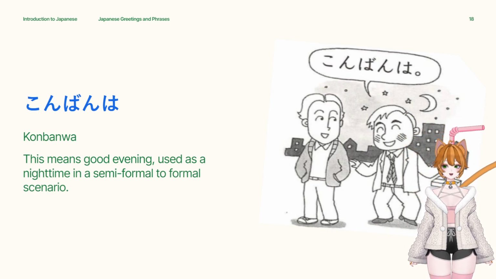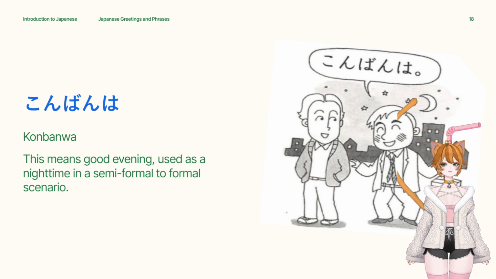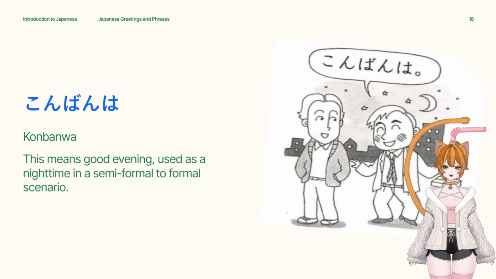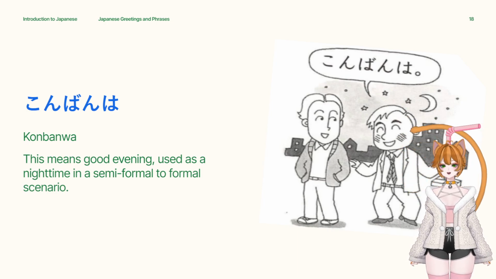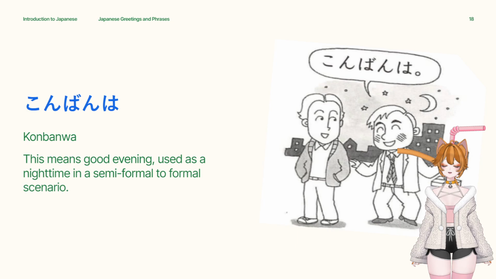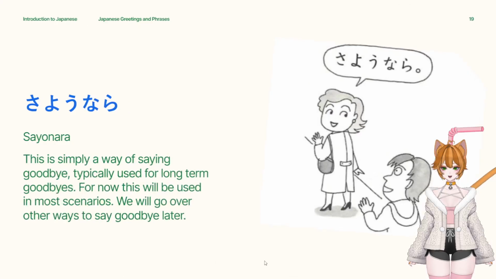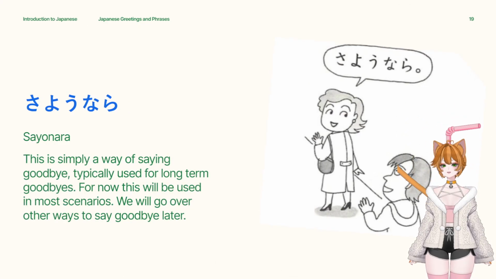Obviously, there are casual ways that we will talk more about later that you can use to greet your close friends. This is obviously more for strangers, things like that. You don't really want to go up to your super close friend or your family and be like, konbanwa. It's a bit formal for that. And we'll go over slang and stuff later, stuff that you would use that's a bit more casual. But for now, this is what we will use for every scenario.